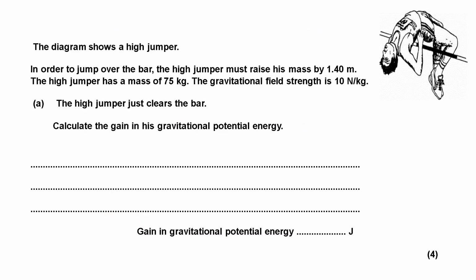Now in this next question we have a high jumper who is going to have to raise his mass 1.4 meters high. His mass is 75 kilograms and the gravitational field strength is 10 newtons per kilogram. So the gravitational potential energy is mass times gravity times height. If we insert our numbers, we've got 75 kilograms as the mass, 10 newtons per kilogram as our gravitational field strength, and he's going to have to raise his mass 1.4 meters high.